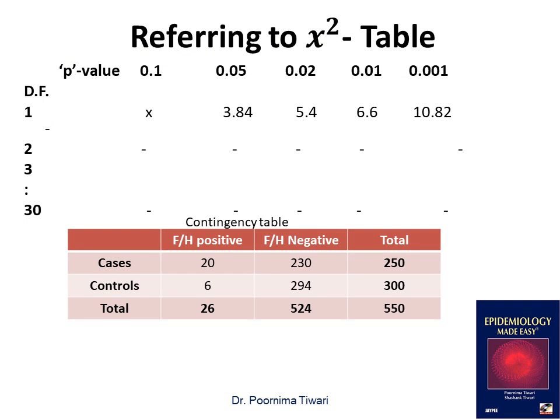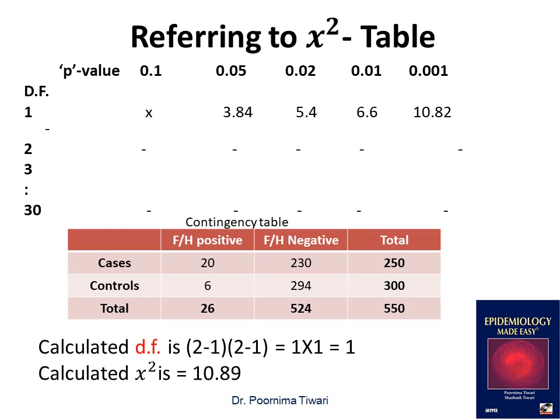This slide demonstrates the steps discussed previously. We can see the contingency table at the bottom which we have made. It shows that out of 250 cases, 20 cases have a positive family history and 230 do not. Out of 300 controls, 6 have positive family history and 294 do not. When we calculate the degree of freedom, it comes out to be 1. Why 1? Because these are the cells that we consider, because these contain the actual number of cases and controls who have the family history positive or negative.